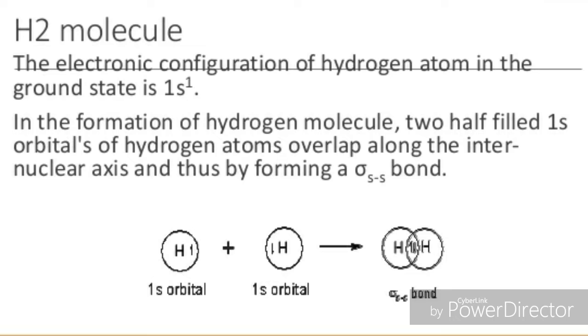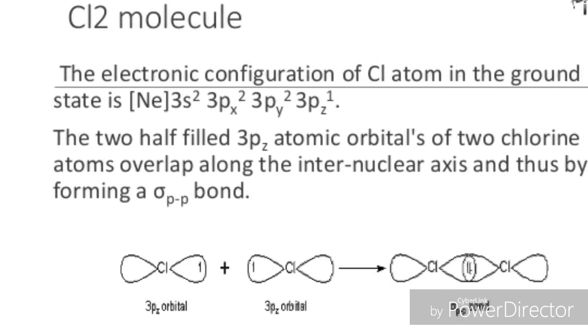Students, now let us see different practical examples. The first one is hydrogen molecule, how the s orbitals are overlapping and forming a sigma bond. Here you can see the electronic configuration of hydrogen atom in the ground state is 1s1. In the formation of hydrogen molecule, two half-filled 1s orbitals of hydrogen atoms overlap along the internuclear axis, forming a sigma bond.